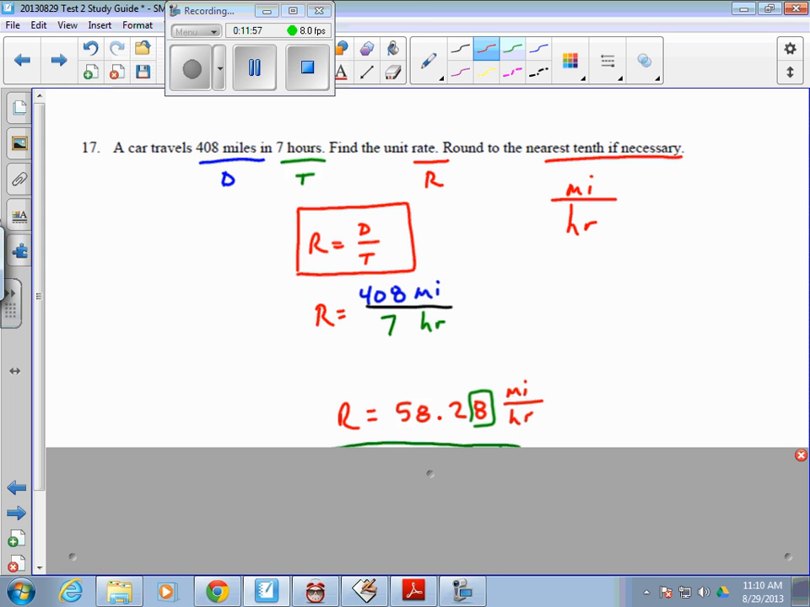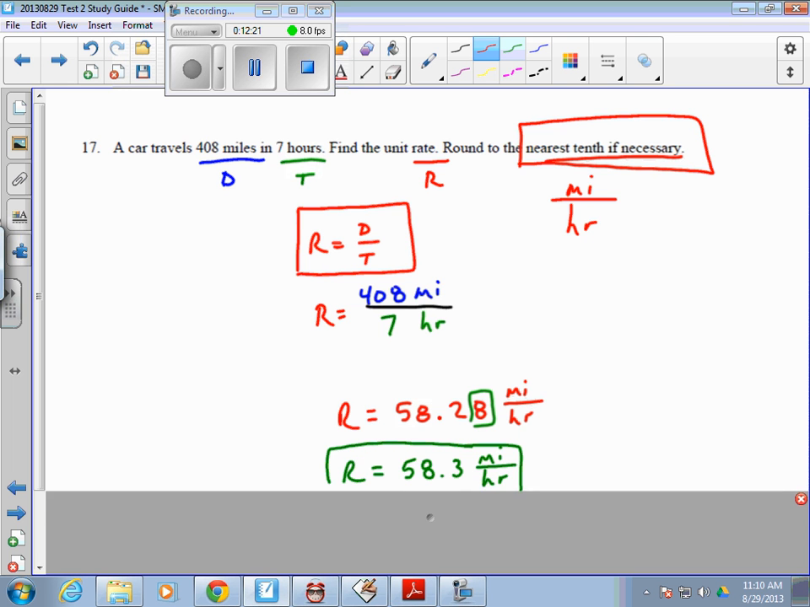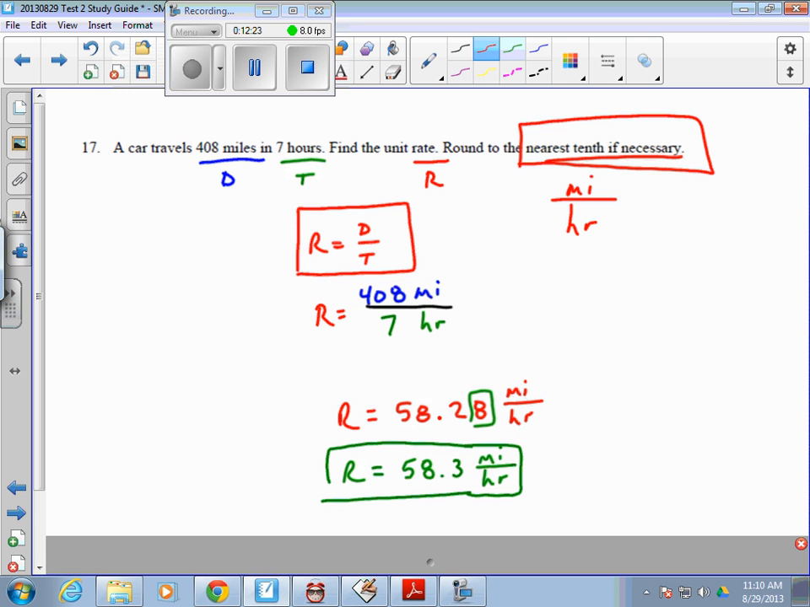It says, however, at the end, rounded to the nearest tenth. The tenth is the digit right after the decimal point. So you only want one number showing after the decimal point. So you want to look to the number directly to the right of 2. It's 8. If that number's 5 or more, it tells you to move that 2 up. If that number were 4 or lower, you would leave 2 alone. However, it is higher, so we're going to move it up. 58.3 miles per hour.